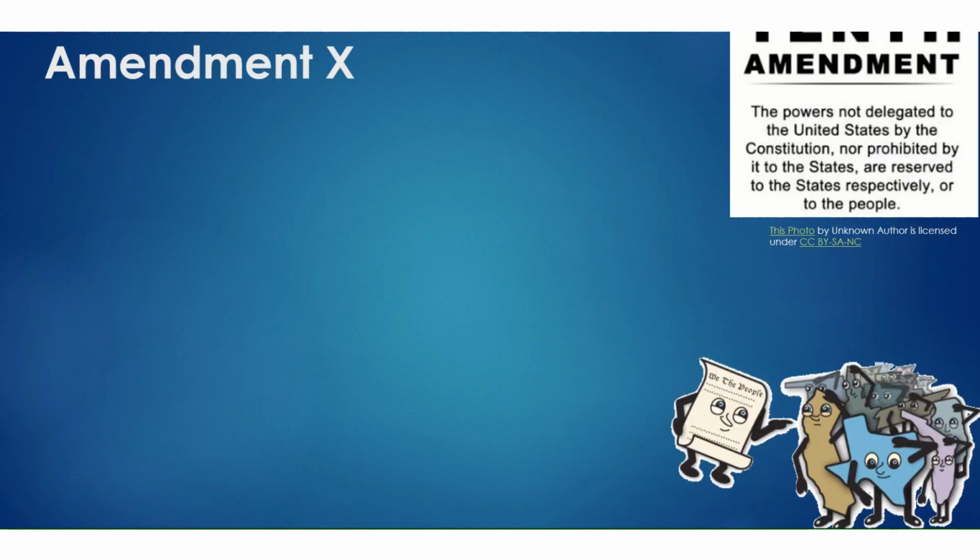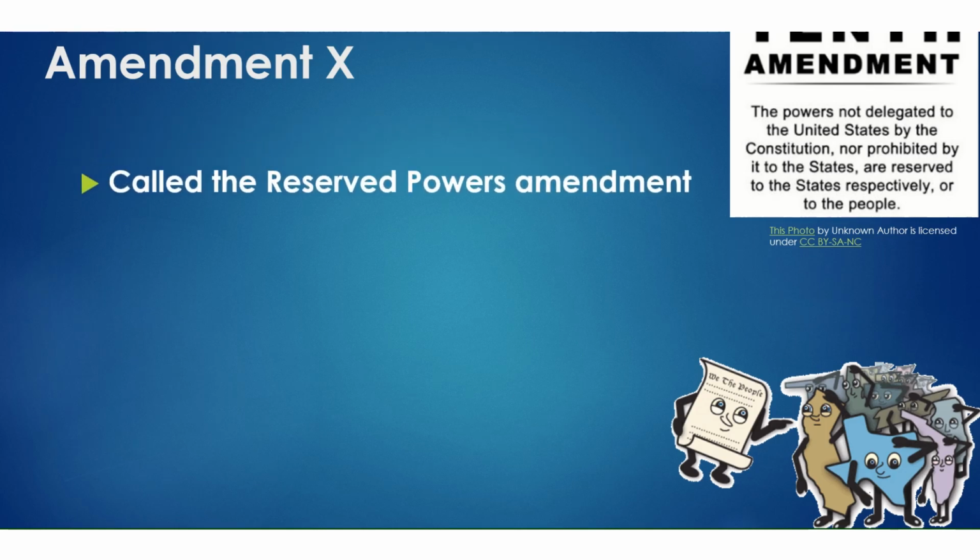Now, I want to show you something else. What we just looked at are parts of the main Constitution. Now, I want to take you to the last part of the Bill of Rights. So the Bill of Rights, Amendments 1 through 10. The Bill of Rights was added to the Constitution in 1791. The Constitution was ratified in 1789. Two years later, we insert the Bill of Rights.